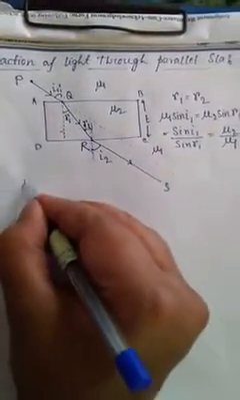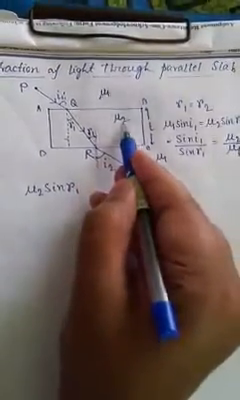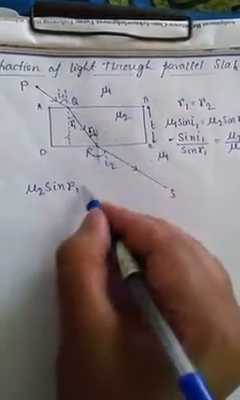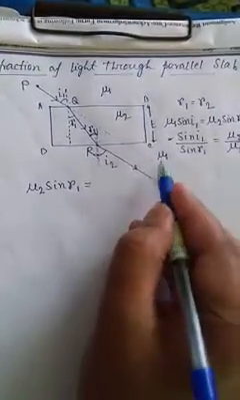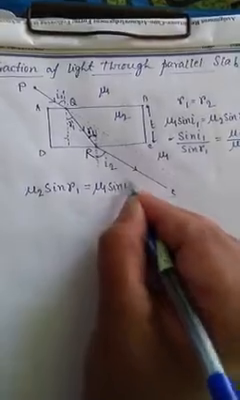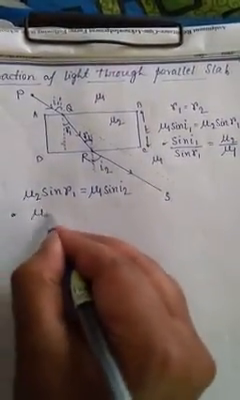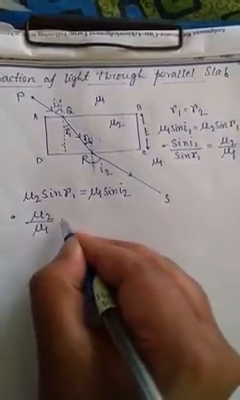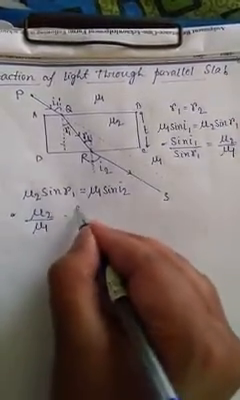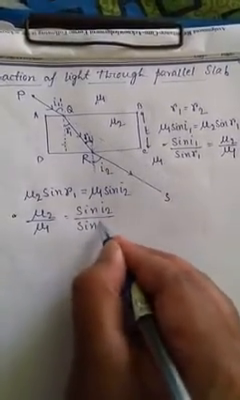Okay, on the second surface what can I write? mu2 sin R1 equals mu1 sin I2. Okay, and from here what can we write? mu2 by mu1 equals sin I2 by sin R1.